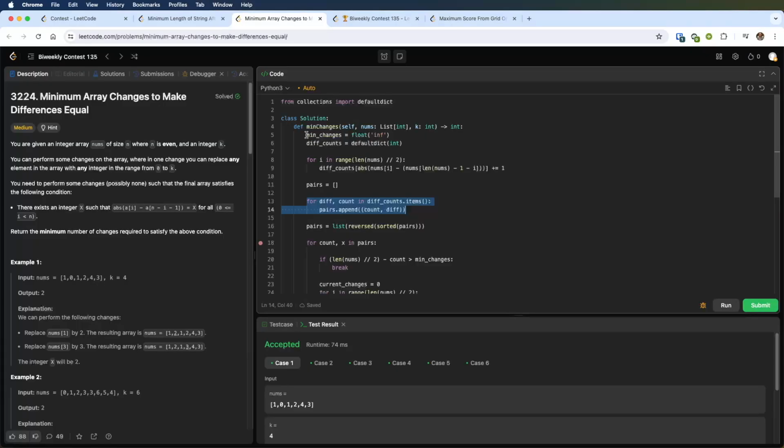So the first thing we're going to do is set up a couple variables. So we're going to have our min changes, which represents the minimum number of changes that we've found so far that we need to make our array equal. This is what we're going to return at the end of this question also as our answer.